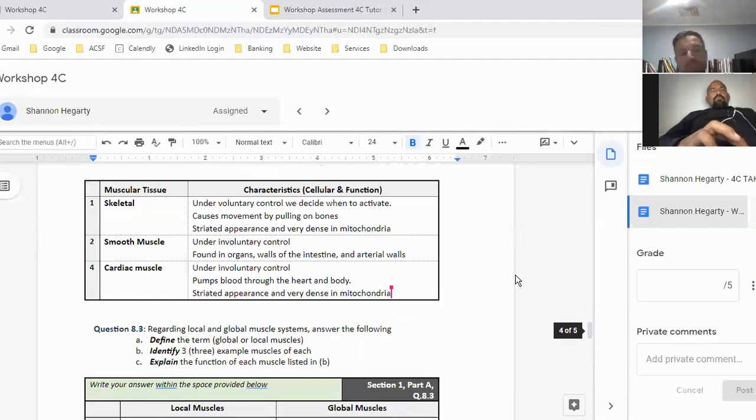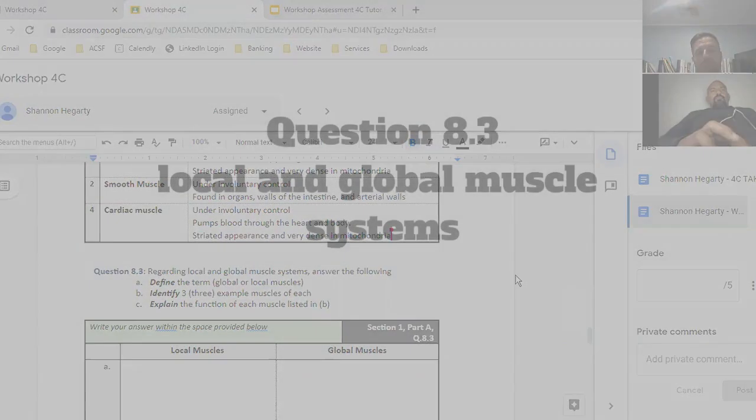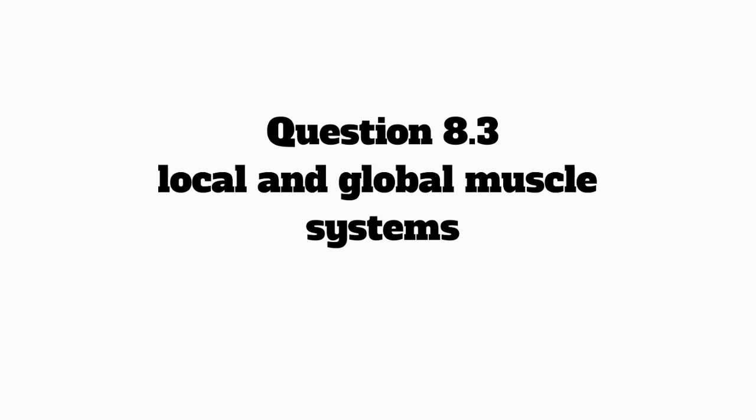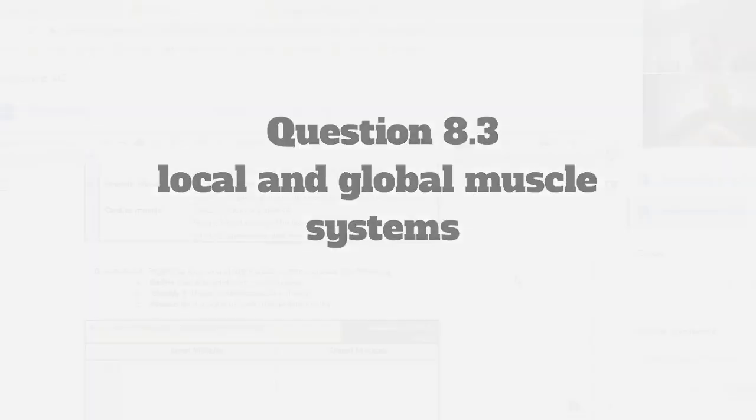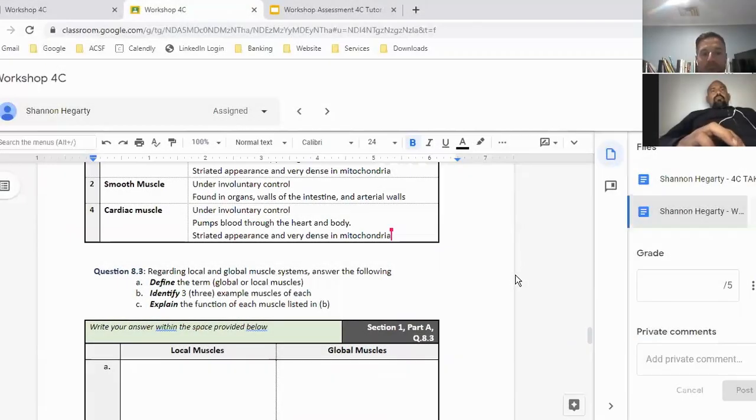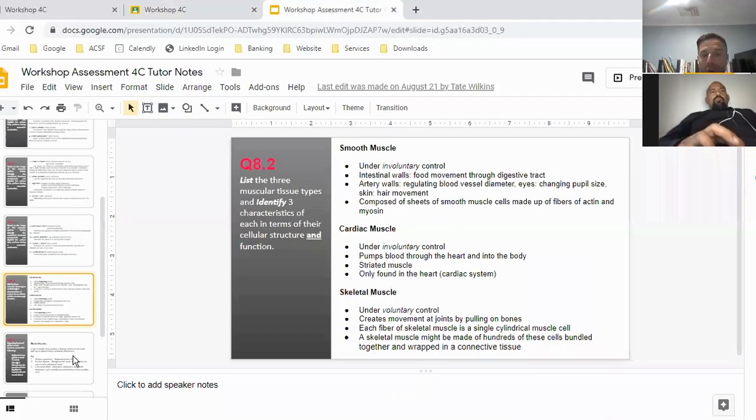Okay, so this is an interesting question. We talk about local and global muscle systems. It's not my favorite question. It's something that we had to include in the course. So the first part is what are local muscles and what are global muscles. And then we're going to just give examples of each, okay? So I'm going to help you here a little bit.